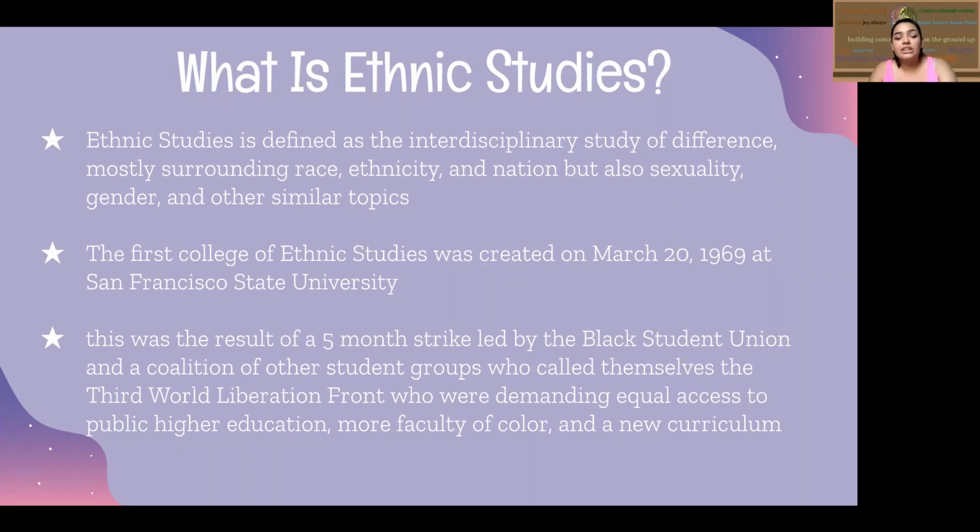So this was a result of a 5-month strike led by the Black Student Union and a coalition of other student groups who called themselves the Third World Liberation Front, who were demanding equal access to public higher education, more faculty of color, and a new curriculum, which would be ethnic studies. So the Third World Liberation Front wasn't specific to SF State University, but it was the one who got it initiated actually for the first time. So that's why we recognize them as starting this. And now ethnic studies is all across the country.